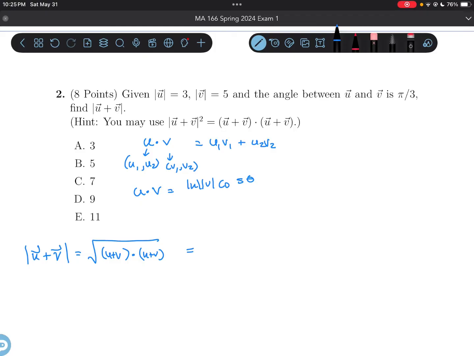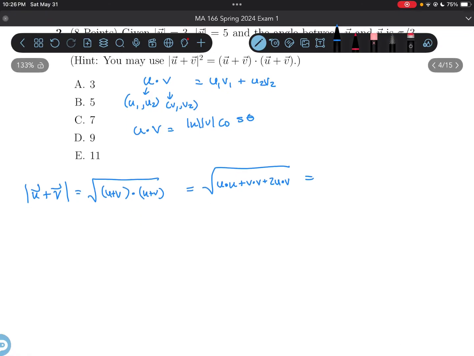Just like normal multiplication, we can use the distributive property on the dot product. So if we do that, we get u squared plus v squared plus 2uv. I should clarify, when I say u squared, it's u dot u. So it's u dot u plus v dot v plus 2 times u dot v. Okay, so now we can individually calculate each of these three dot products.